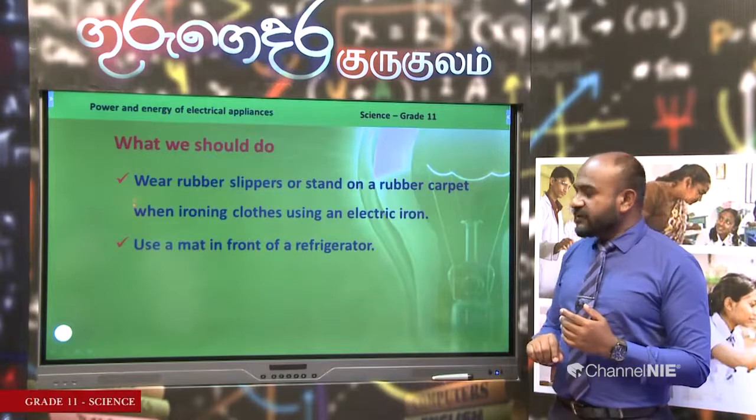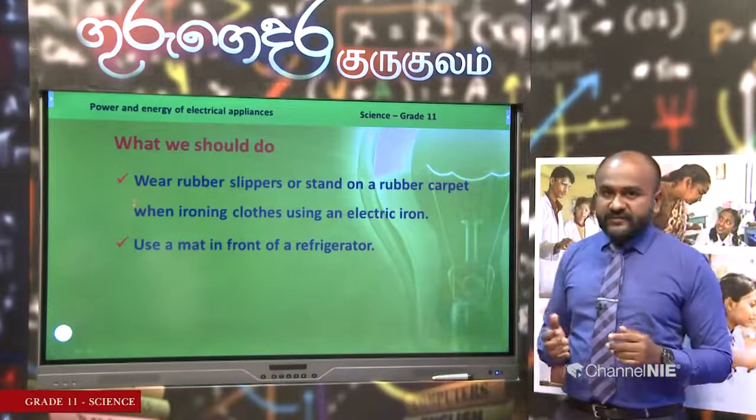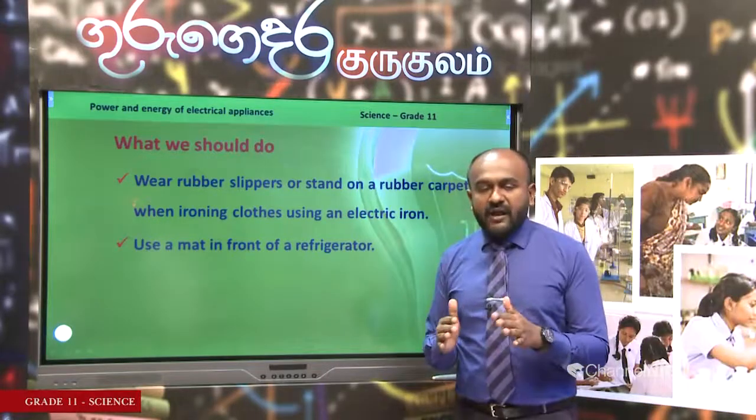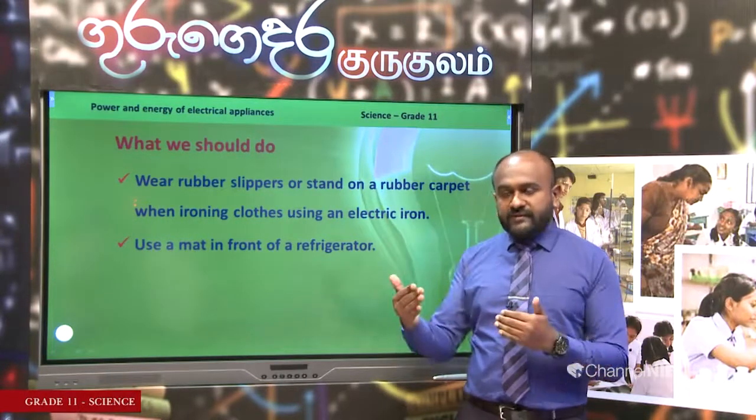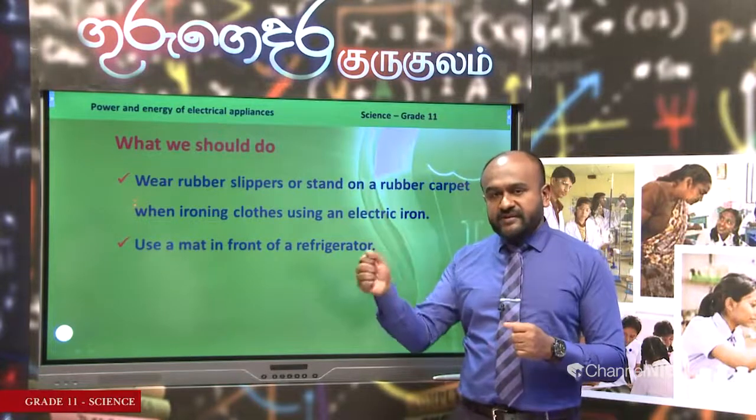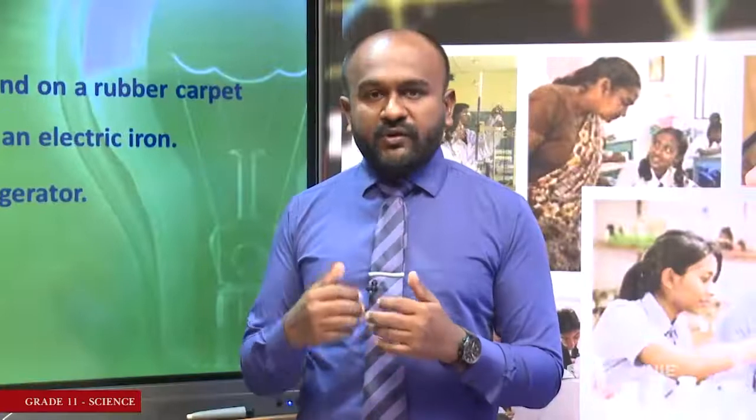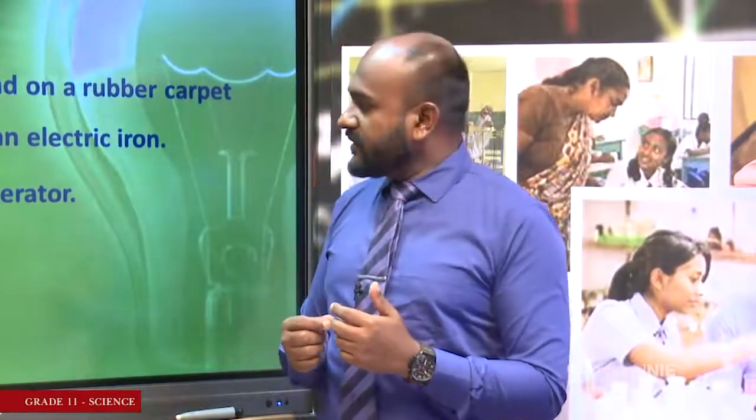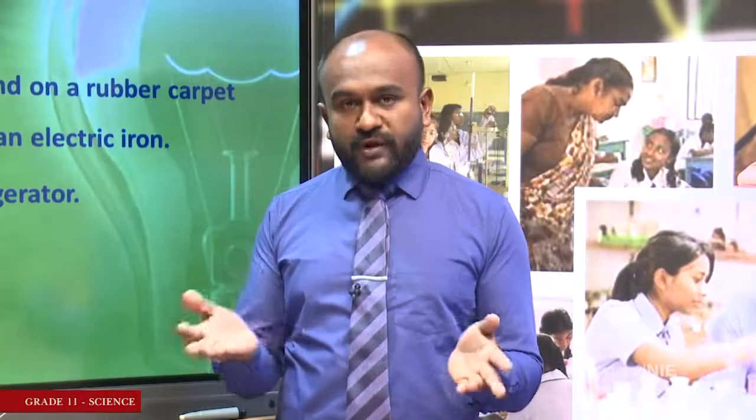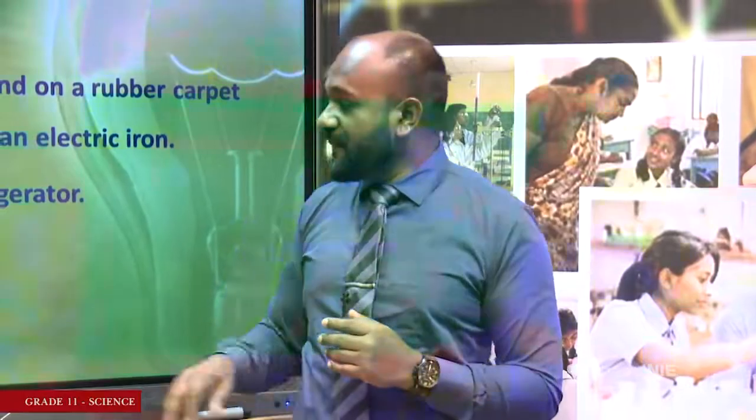Use a mat in front of a refrigerator. A refrigerator has a metallic part. There can be instances where the live wire comes loose and touches the metal part. We never know. In an instance like that, if we go and touch the fridge, we get an electric shock. To avoid this, we had better use a mat in front of a refrigerator. If you do not have one, please do it at the end of the lesson.